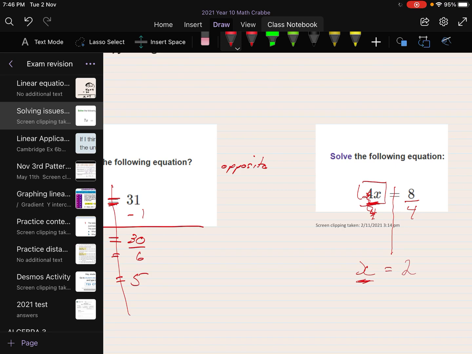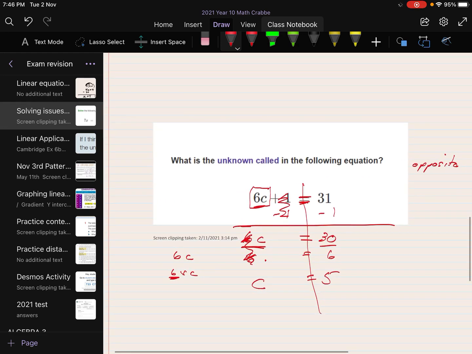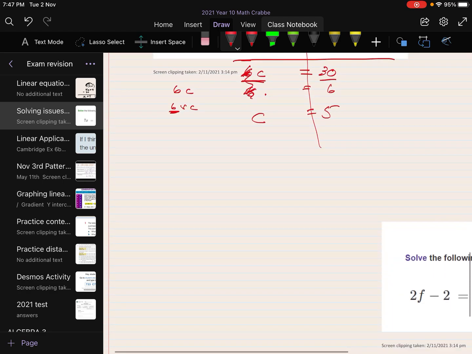X is 2. Now when I stick that back into the equation, 4 times 2, x is 2, is 8. If I go over here and I stick 5 back into the equation, 6 times 5 plus 1 is 31. So I'm just trying to find variables that will make the equation equal.